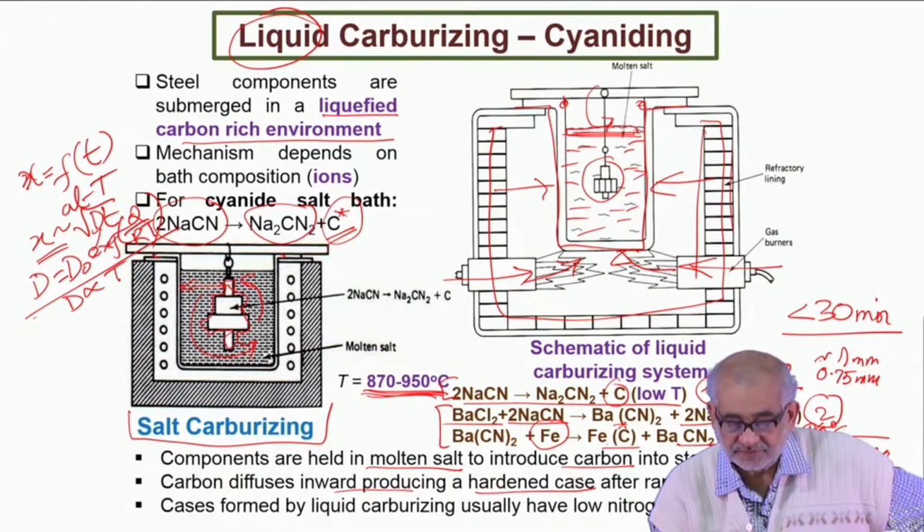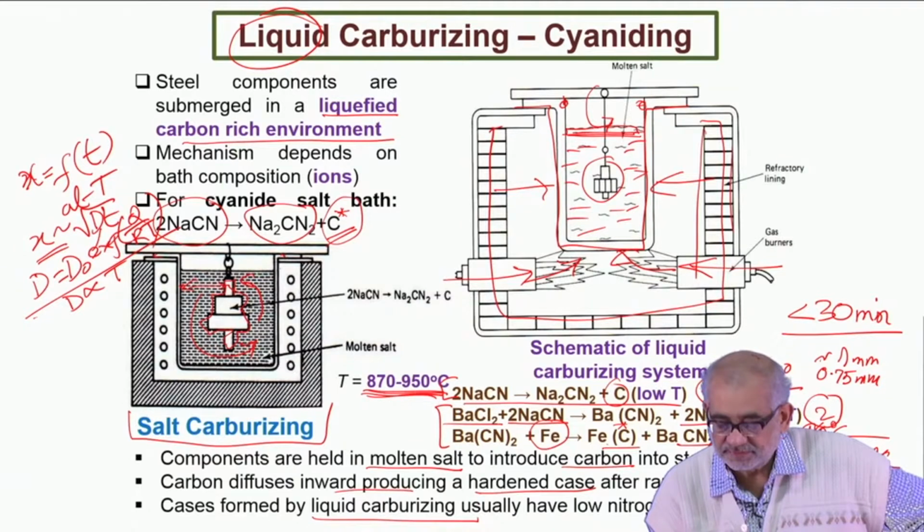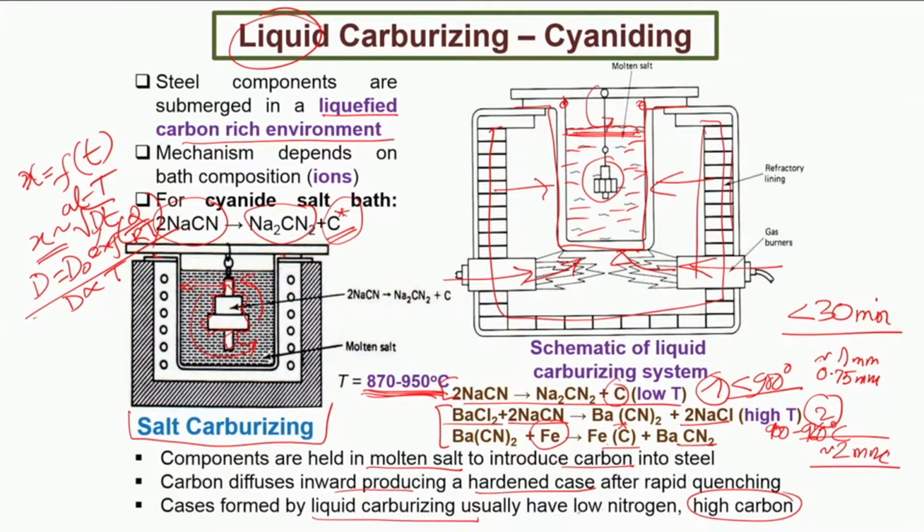So that's how we create a hardened case, and whatever we produce by liquid carburizing, usually the target is carbon enrichment, but sometimes nitrogen also goes inside the solid sample. Now, if you happen to follow a process or create a situation whereby both carbon and nitrogen go into solution, then you end up producing what is known as carbonitrides. And these carbonitrides create a much harder case.